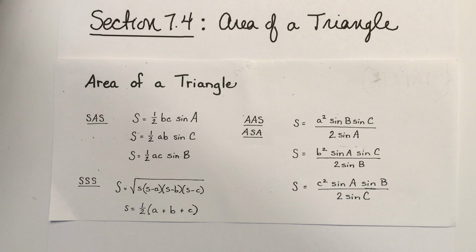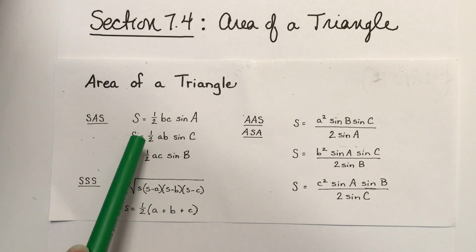This section is going to be about finding the area of a triangle. And of course, what you're accustomed to is using the formula of 1/2 base times height, but there are other formulas that you can use to get the area of a triangle based on knowing some of the measurements of the angles.